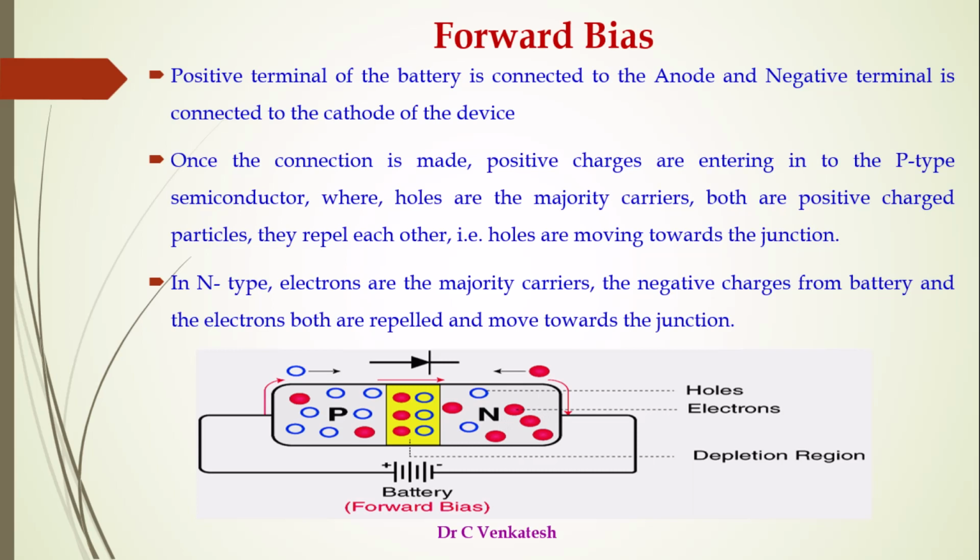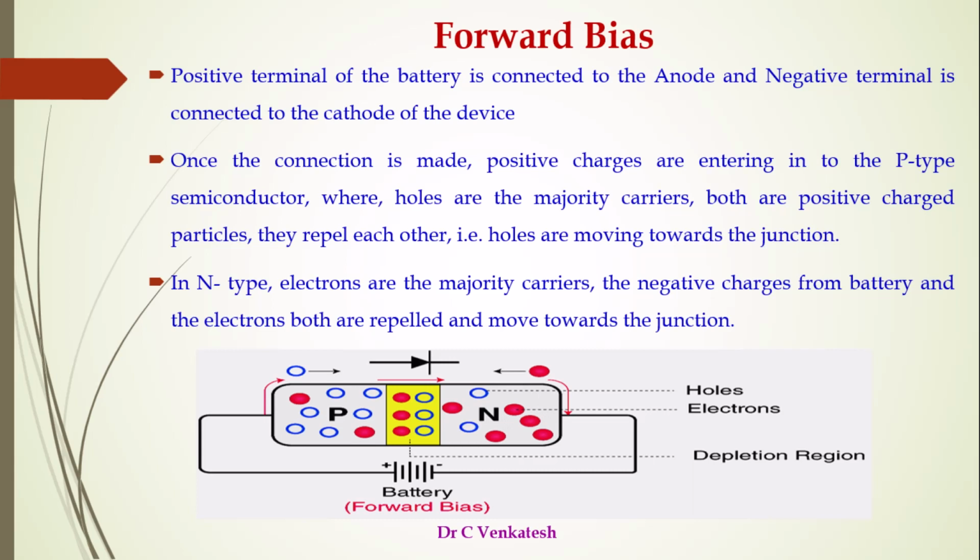Now we are going to see forward bias. We all know that positive terminal of the battery is connected to the anode and negative terminal is connected to the cathode of the device, as shown in figure. From the figure, P-type semiconductor, that is P part, is connected to the positive terminal and the N-type semiconductor terminal is connected to the negative of the battery. This connection is called forward bias connection.